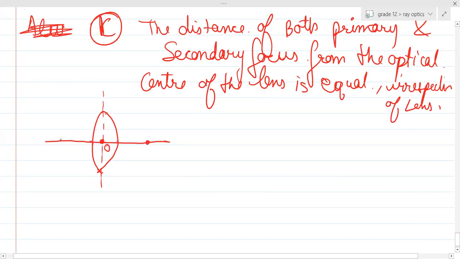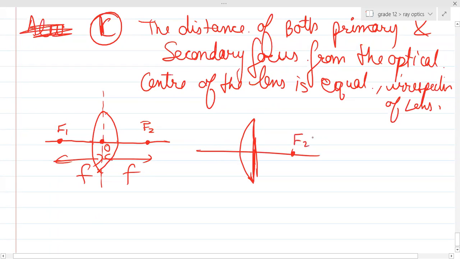In this case, guys, both the focus f1 and f2 are at the same distance, and this length is called the focal length, right? Even if the lens is like this, still f2 and f1 are again at the same distances, which equals the focal length. So don't think, sir, this one's radius is different, that one's radius is different, so the focus of this will lie somewhere else and the focus of this somewhere else.